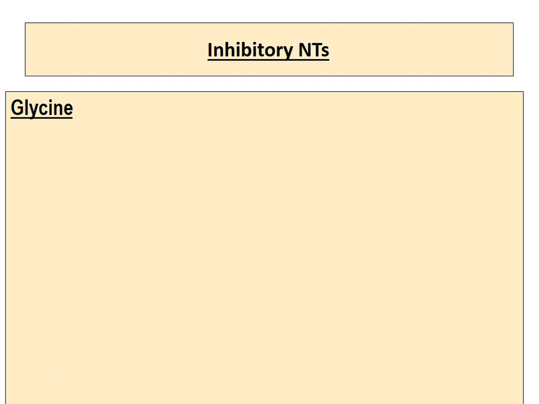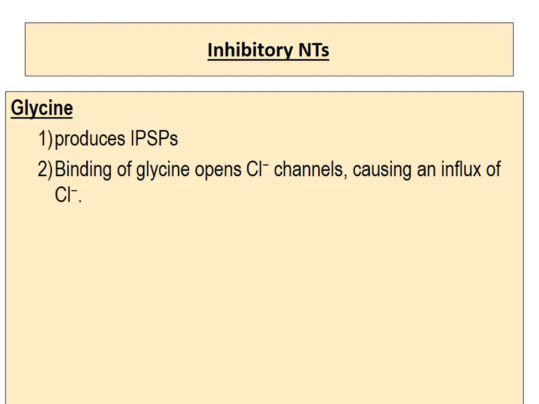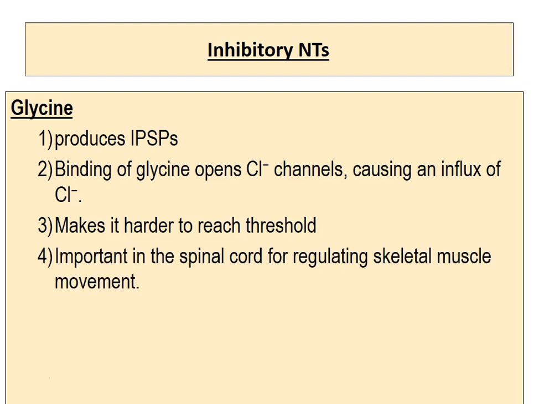So how does an IPSP get produced? Well, one way is the binding of glycine opens chloride ion channels. This causes an influx of negative charge into the postsynaptic cell. And if a cell becomes more negative, then it's harder to reach threshold. One place this has been found to be important is in spinal cord regulation of skeletal muscle movement.